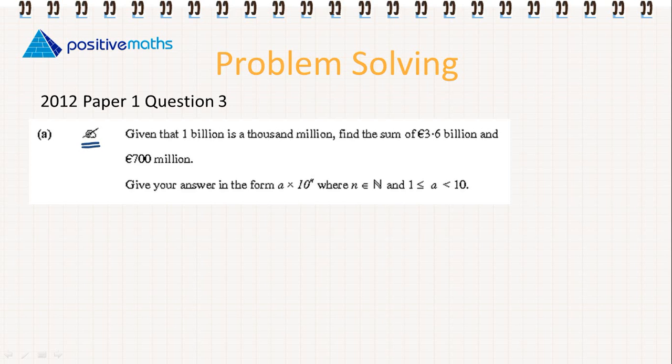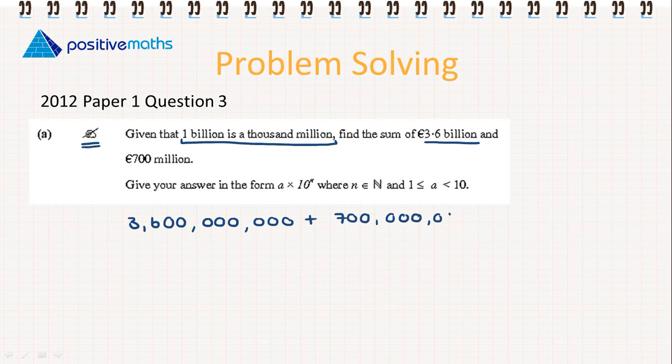Okay, so to start, we're going to write out our 3.6 billion. So it's going to be 3,600,000,000. Okay, so that's our 3.6 billion. We know that that's true because they told us 1 billion is 1,000 million. Okay, so we're finding the sum of 3.6 billion and 700 million. So when we add these together, we're going to get 4,300 million.